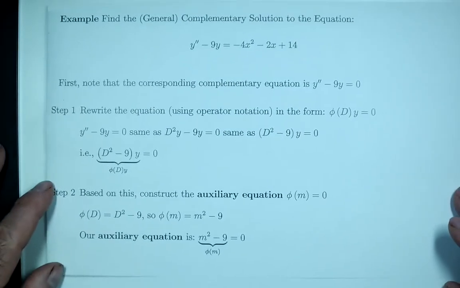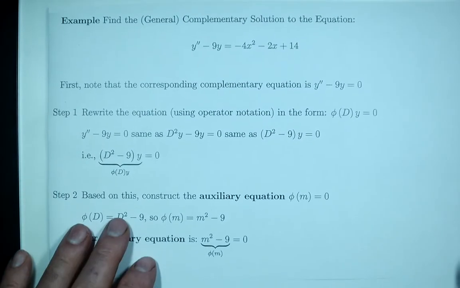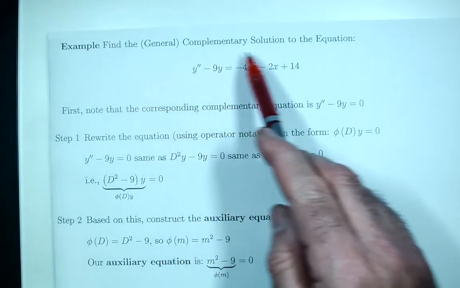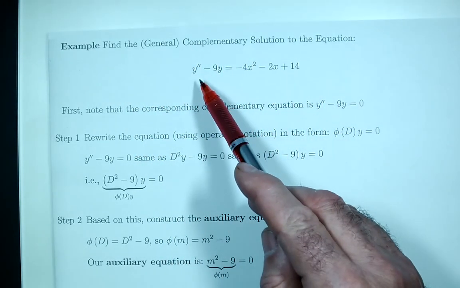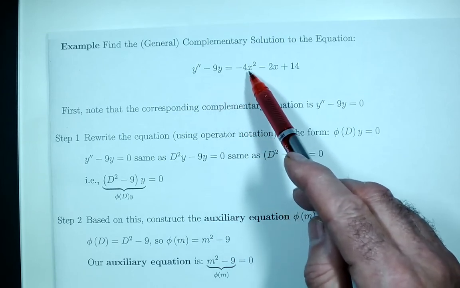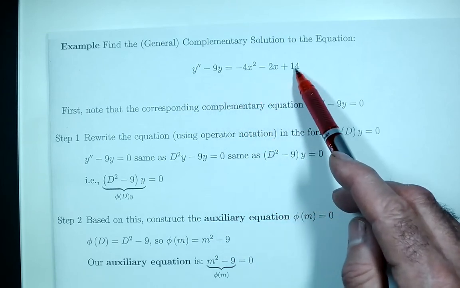And I say we illustrate with an example, or maybe two examples. I think 2 is good. Okay, first up, find the general complementary solution to the equation y double prime minus 9y equals negative 4x squared minus 2x plus 14.